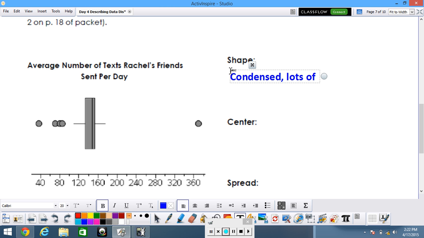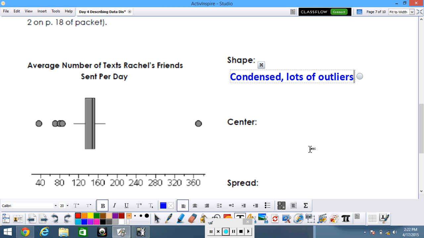I want to point out you don't always have to pick normal or skewed right or skewed left. The shape is really talking about what you see. I see really skinny bars here, so that tells me it's condensed. I see lots of dots. That tells me there are lots of outliers.